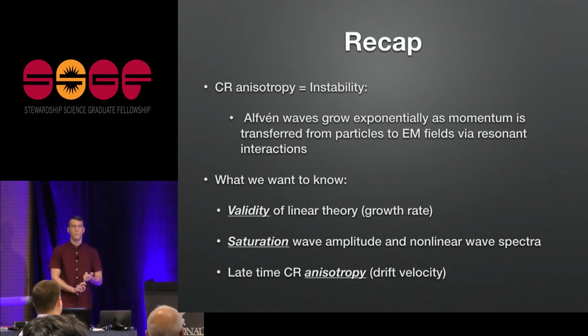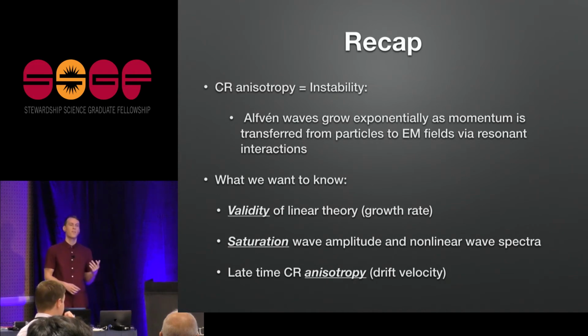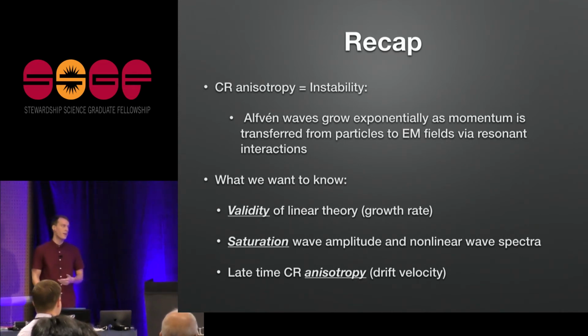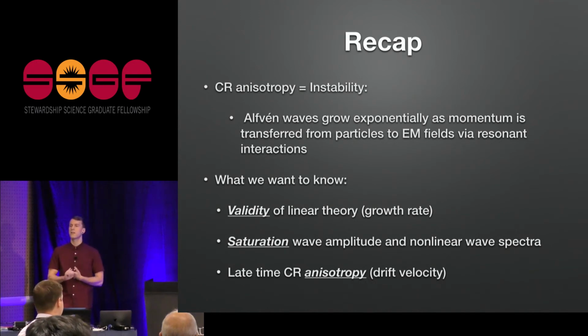But what do we want to know? We want to, first of all, validate the linear theory, the equation that I just showed, among other things. But we also want to go beyond that. Linear theory can only get so far. So linear theory says nothing about the saturation of the instability. Presumably it can't go on forever because the cosmic rays don't have infinite energy to give. So at some point the instability has to stop. We want to know when and how that happens. And then we also want to know how the cosmic ray distribution function looks at late times.